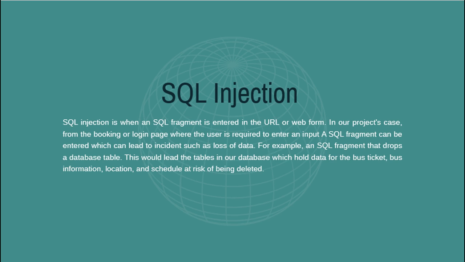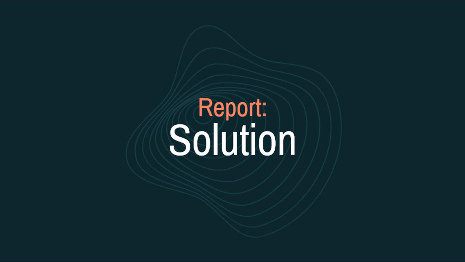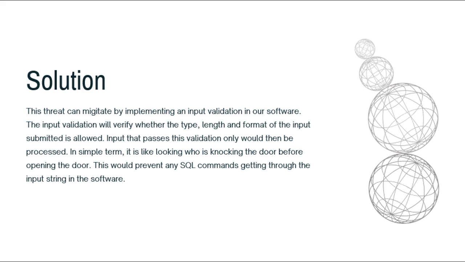This would leave the tables in our database, which hold data for the bus ticket, bus information, location, and schedule, at risk of being deleted. As the saying goes, where there's a will, there's a way. So the solution to our security threat is that this threat can be mitigated by implementing input validation in our software.